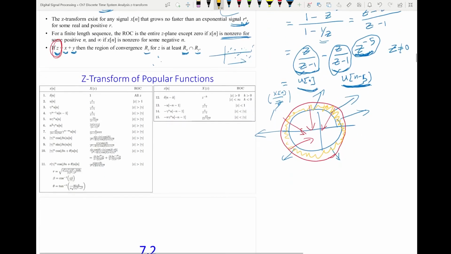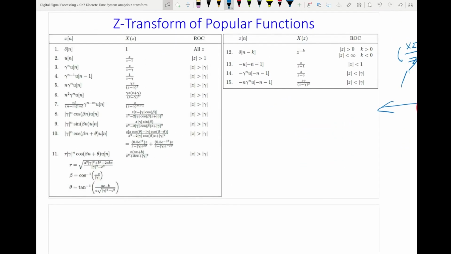Okay, this table contains popular functions and their Z transforms. You can use these tables for homework unless you were asked to find the Z transform using the definition. We did this one, this one, this one, this one, and these are other popular functions. And this is for an anti-causal signal with Z transform and region of convergence.